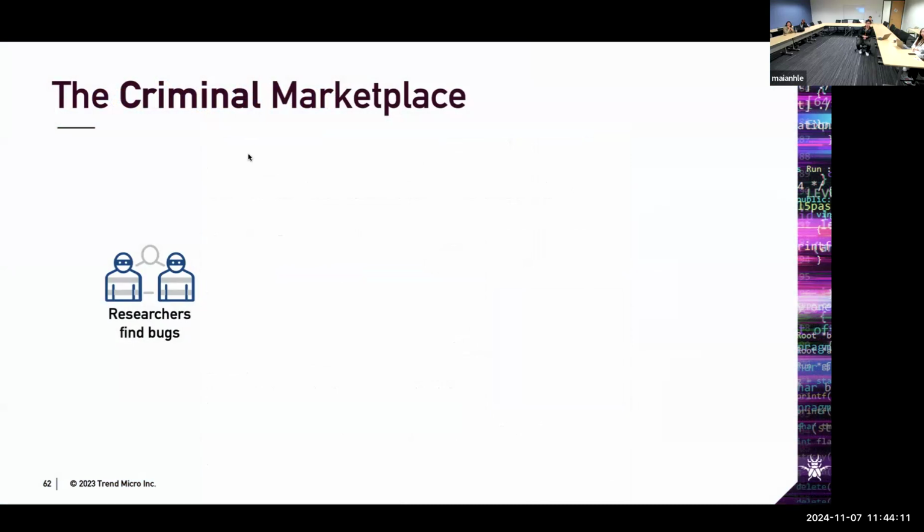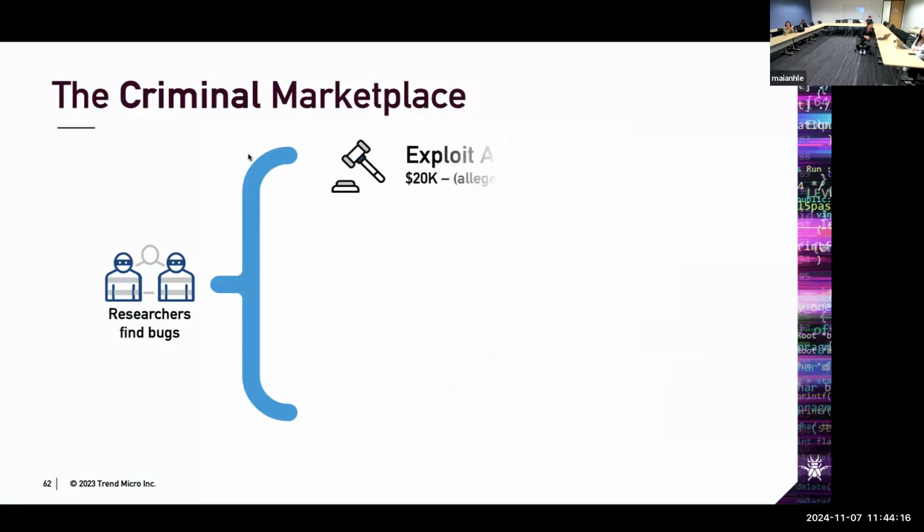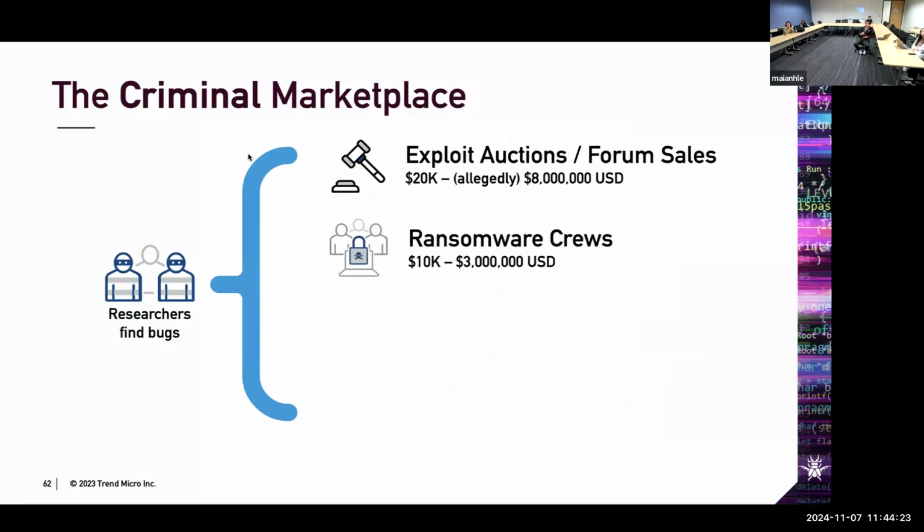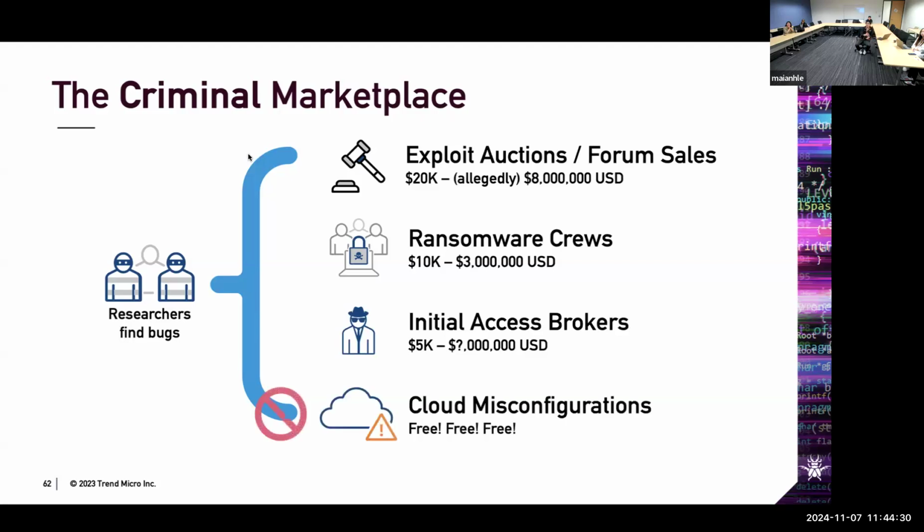So finally, there's the criminal marketplace. Researchers find the bug and they can auction it off in the dark web forums for a certain amount of money. They can sell it to ransomware crews. They can sell it to the initial access brokers. And sometimes, if your account is misconfigured, you don't even need a bug. So really, these are other ways that researchers can monetize their research.